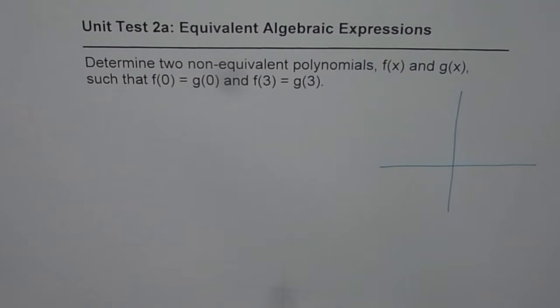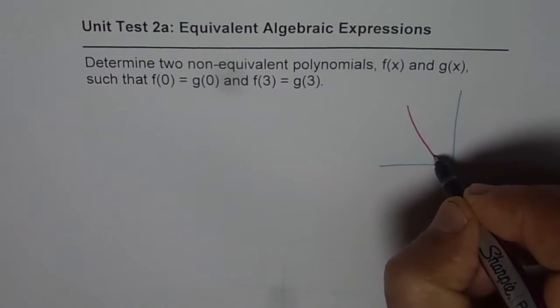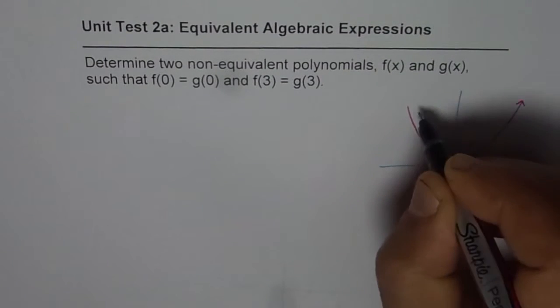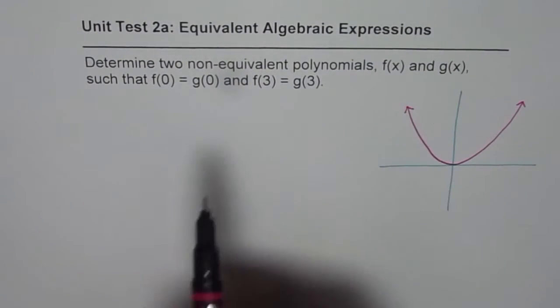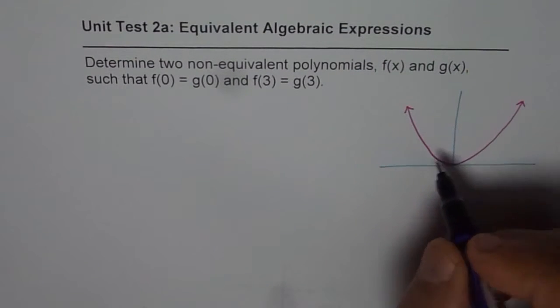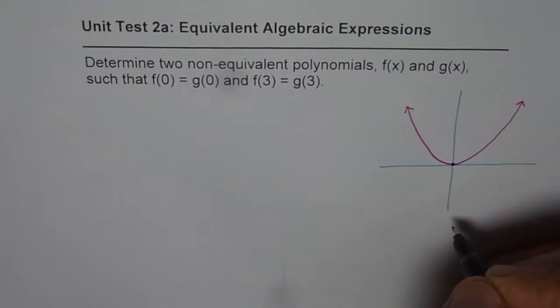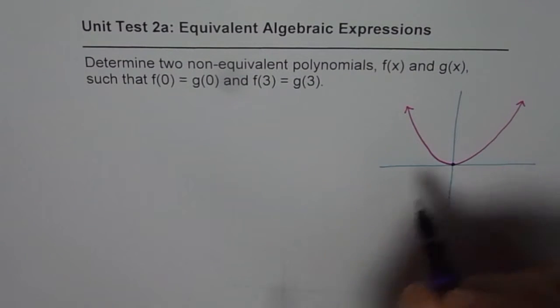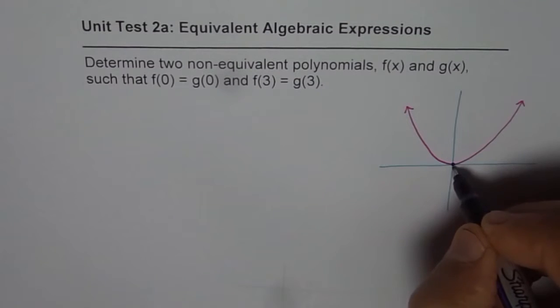Now remember, these are non-equivalent polynomials. That means they are different polynomials. So f of x, let us consider as a parabola. Since we want the value at 0 for the two functions to be the same, and at 3 also their value should be the same, we'll consider g of x as another polynomial which has points of intersection with the given f of x, the parabola, at 2 points. One when x is 0, the other when x is 3.